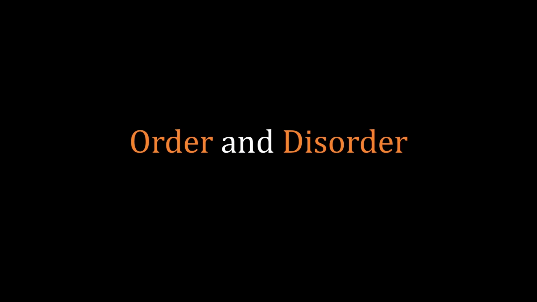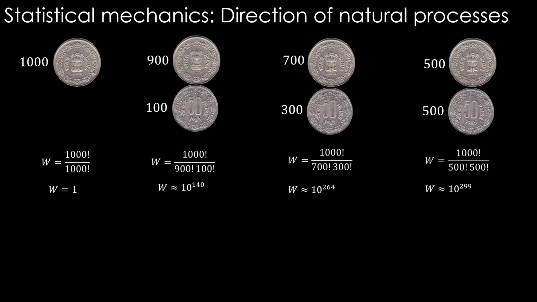Order and disorder. We haven't used the terms much in this series. In fact, what I consider as ordered may be disordered to you. But there is a generalization in thermodynamics that sounds reasonable. To understand it, consider the 1000 coins example that we have seen in one of the previous videos.